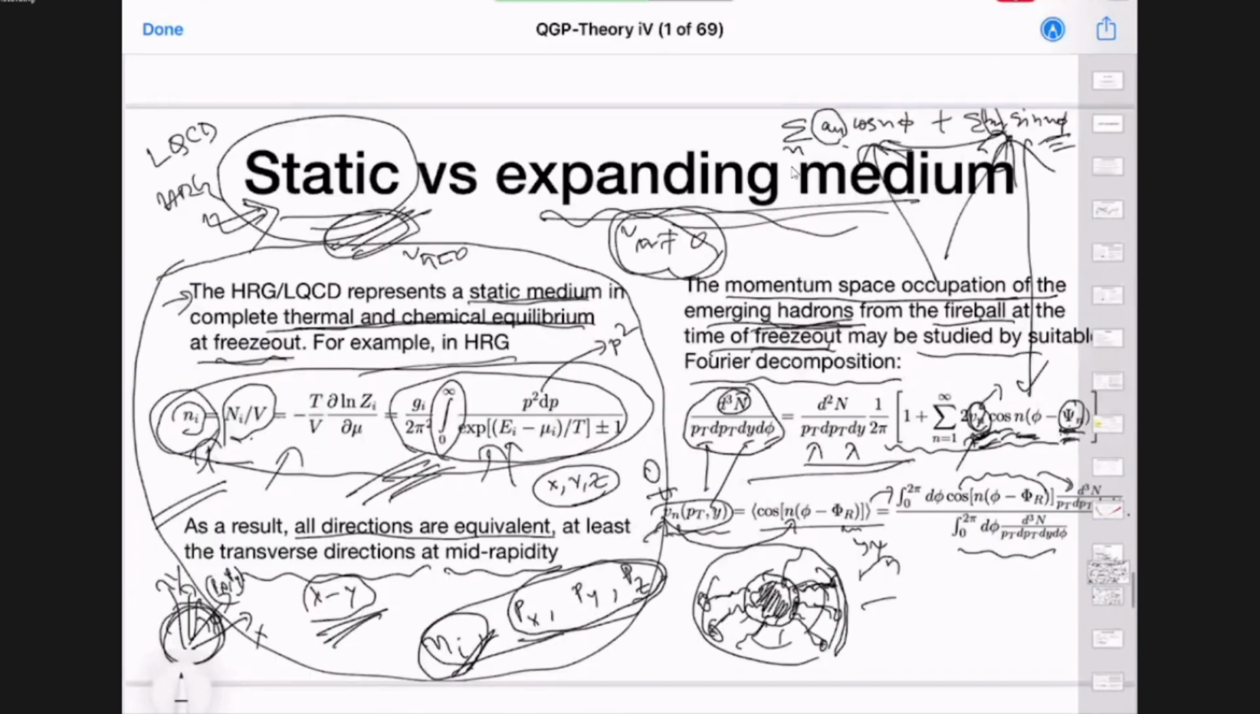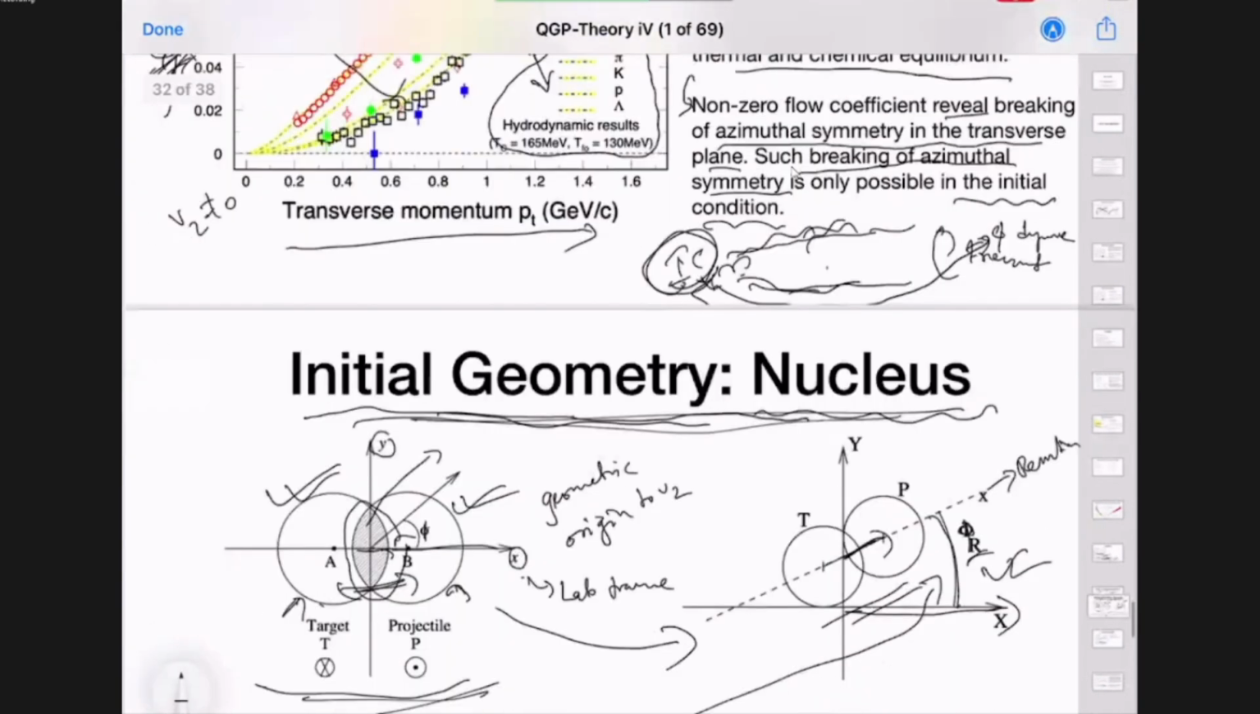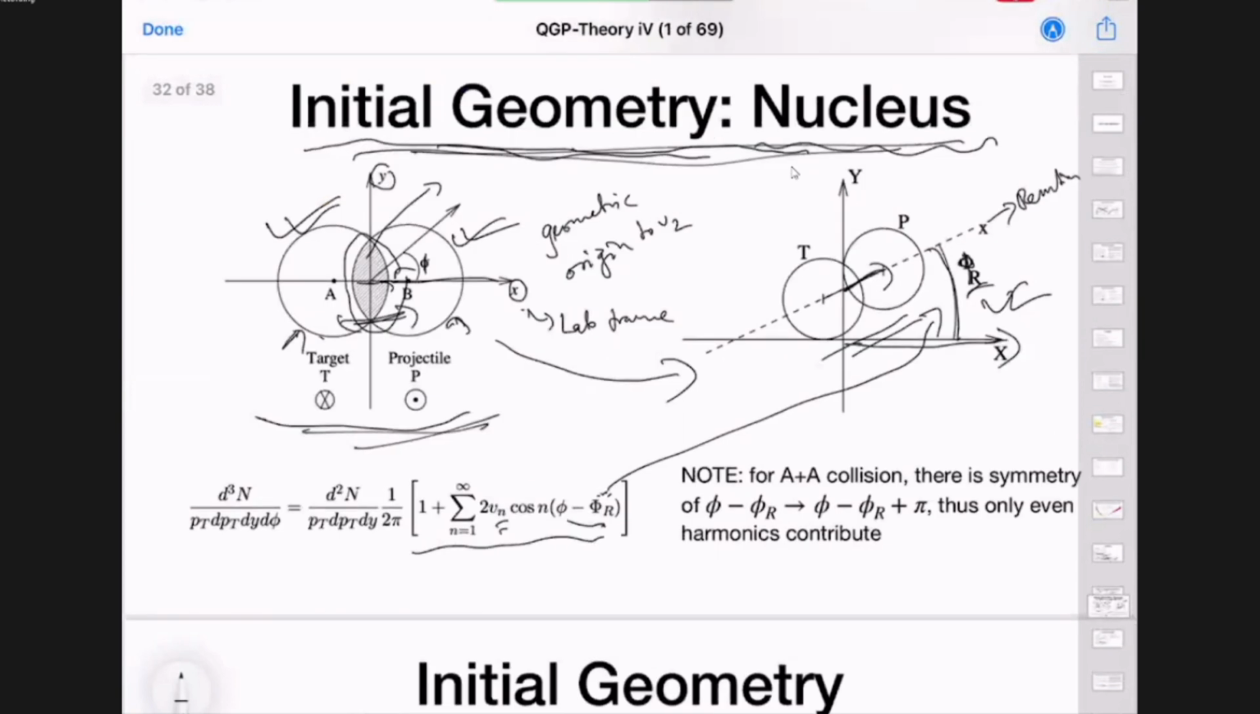And this we said is equivalent to the most general Fourier expansion, where you have both cosine n phi as well as sine n phi. But here we are just keeping the cosine terms and not taking into account the sine terms, and that is because, by representing the nucleus with just these circles, right, this is an AA type of collision that we have taken here. So this is a nucleus-nucleus collision. It's a symmetric collision, right? For example, gold-gold or lead-lead.